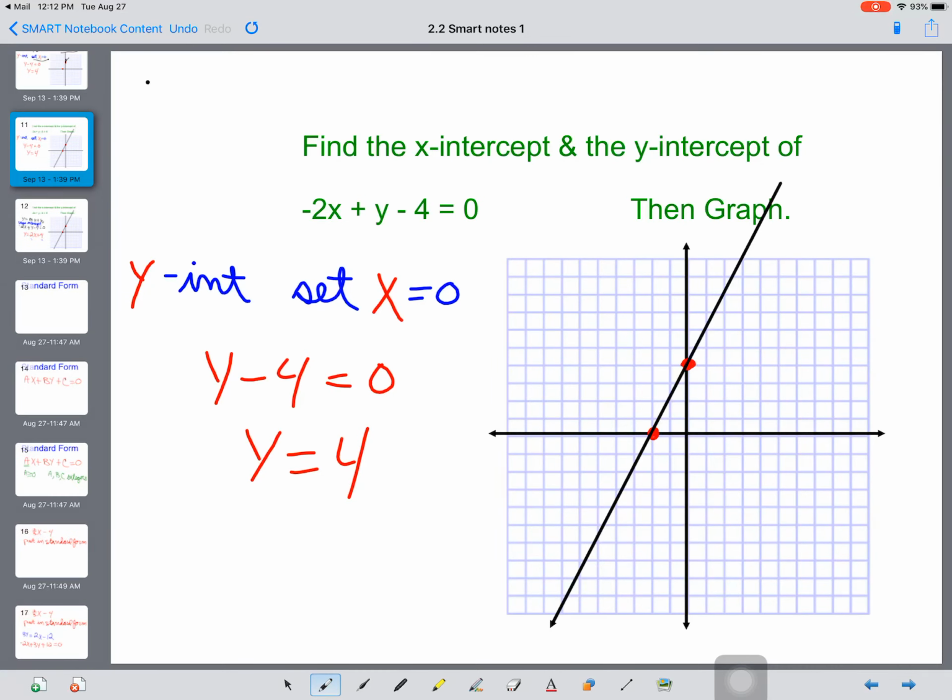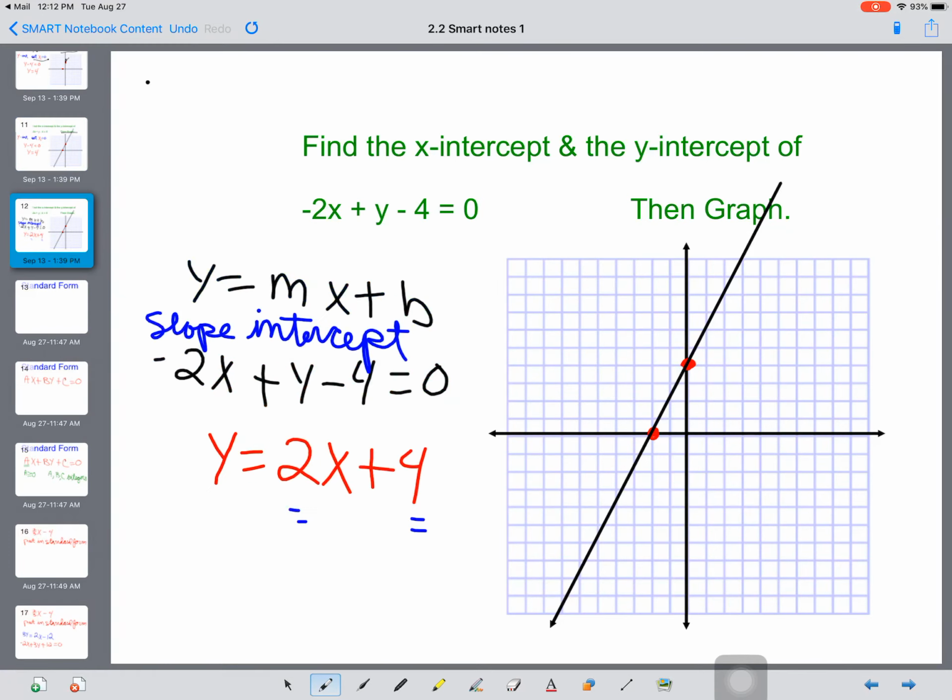Pretty simple. So connect the dots, looks like that. Now, by the way, if I wanted to graph it, you could have taken this equation and put it into slope-intercept form. And the slope-intercept, that y equals mx plus b, look what happens when you get there. Remember this guy down here is the y-intercept. And sure enough, the y-intercept is up here at 4.